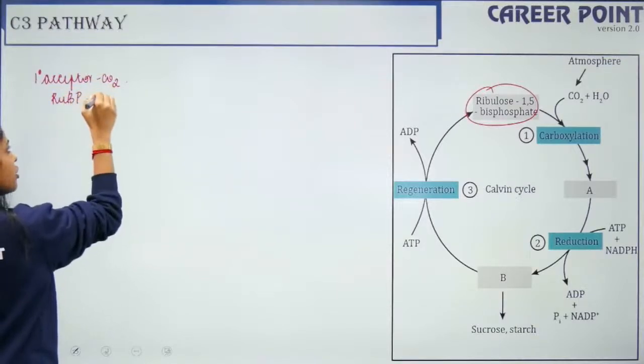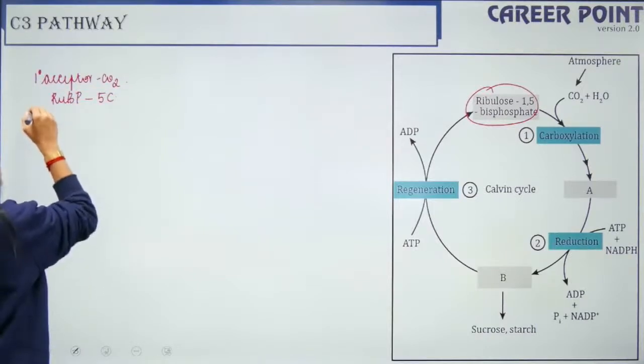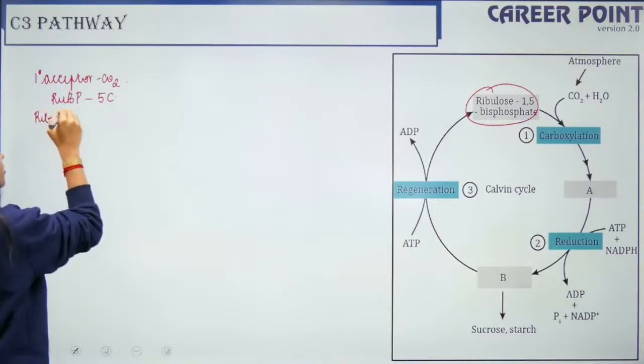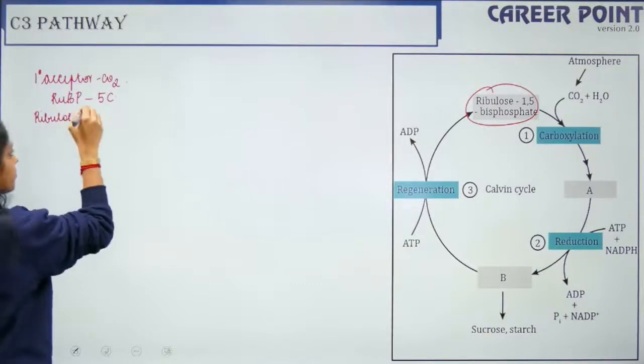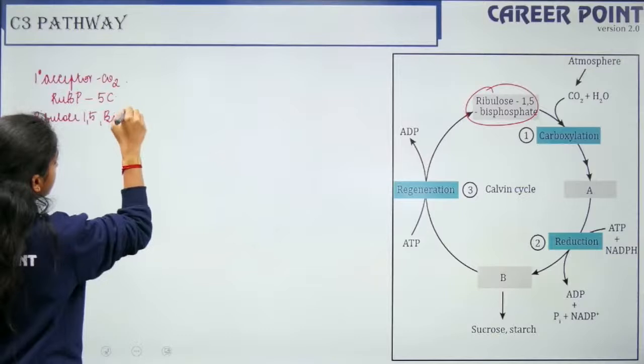So this RuBP is a 5-carbon compound. RuBP stands for ribulose 1,5-bisphosphate.